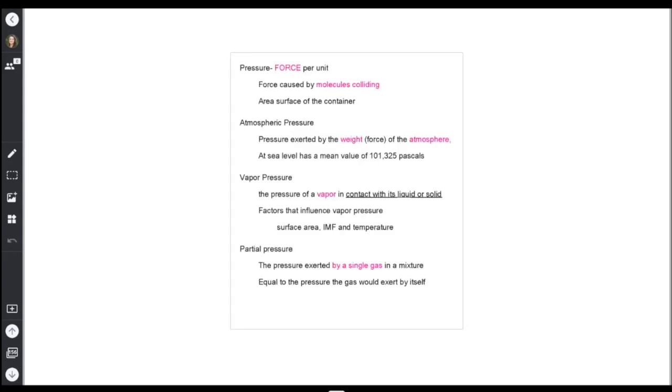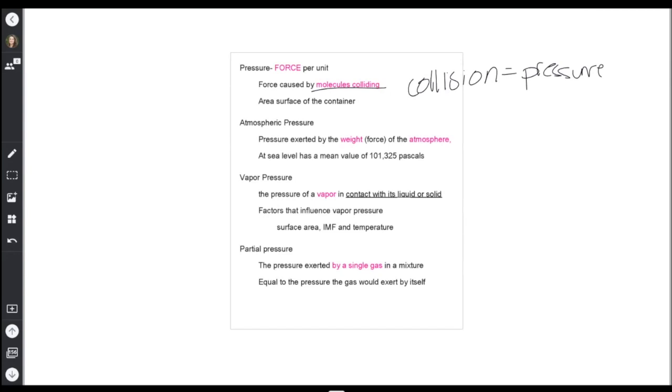Then we talked about pressure before we looked at our phase diagrams. And so pressure is the force per unit area. And remember, it is caused by molecules colliding. Collisions equals pressure. More collisions equals more pressure.